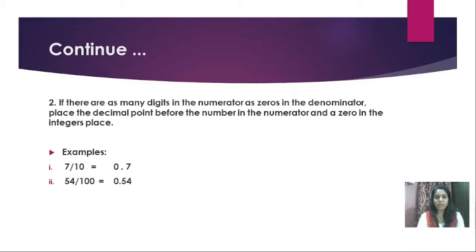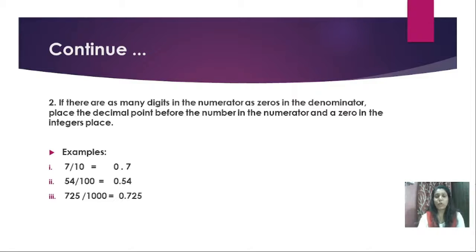54 upon 100. So 54 divided by 100. How many zeros? 2 zeros. How many digits? 2 digits. So we will add the decimal point in front of 54 and then we will write a 0 in the integers place. So 0 is in integer place, right? And the third is 725 divided by 1000, which is equal to, we will place the point before 725. Why? Because there are 3 zeros and there are 3 digits, and then we will write 0 in the integers place.